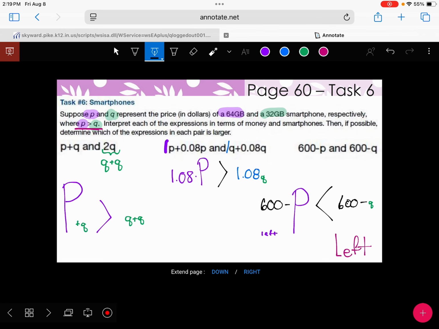Okay, so we're gonna work more with equivalent expressions next week. They are gonna get to be a bit more complicated. You can flip through the next couple of pages. They're gonna get weirder. It's okay. We're gonna do some cool stuff.